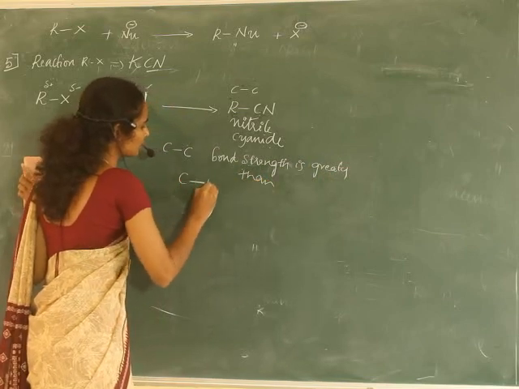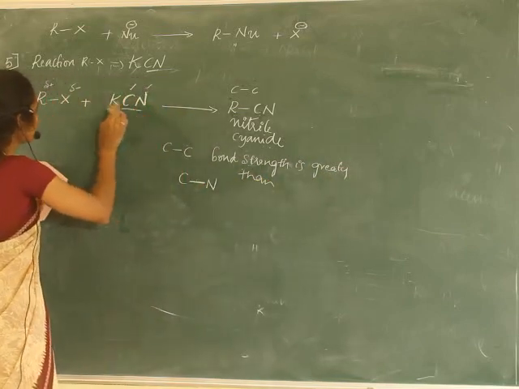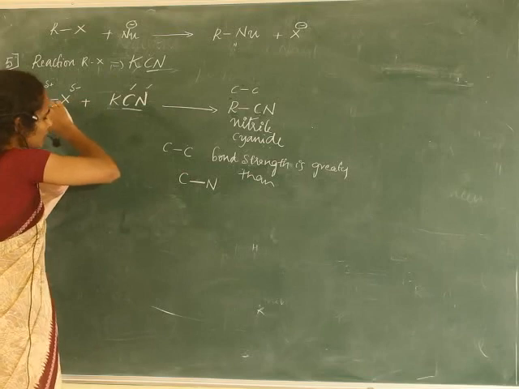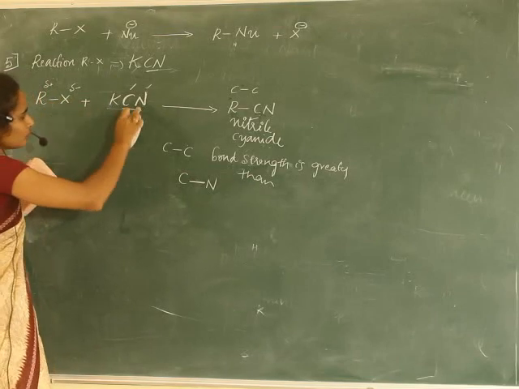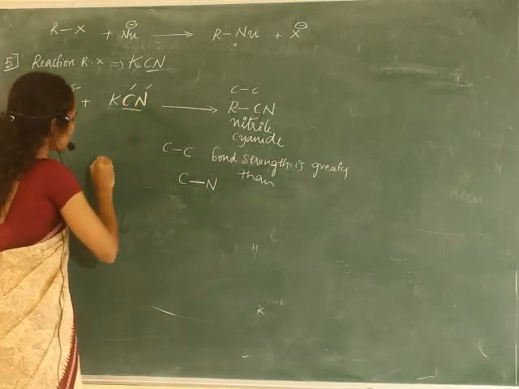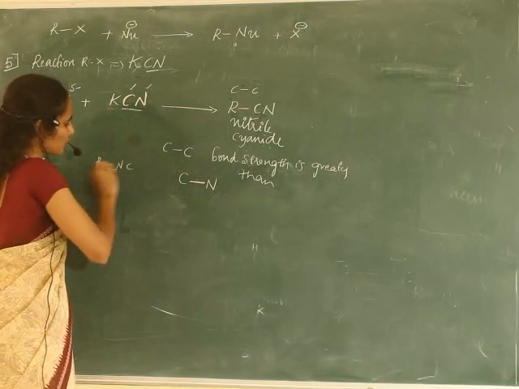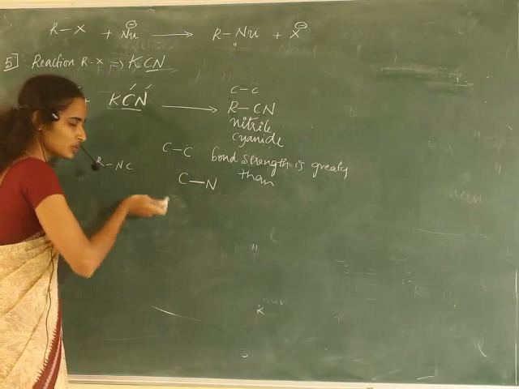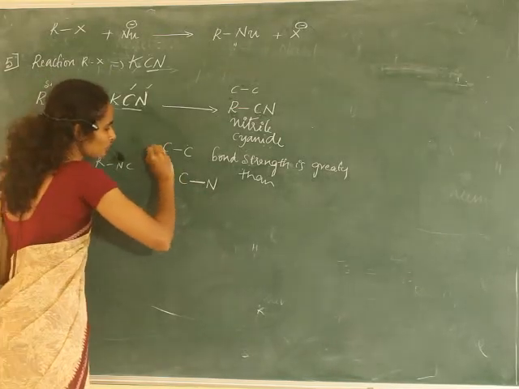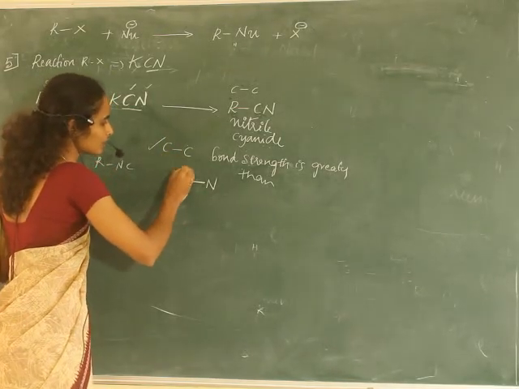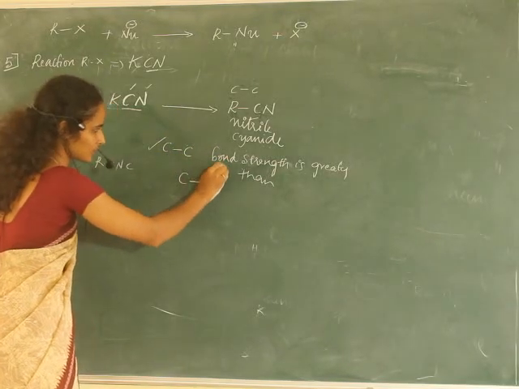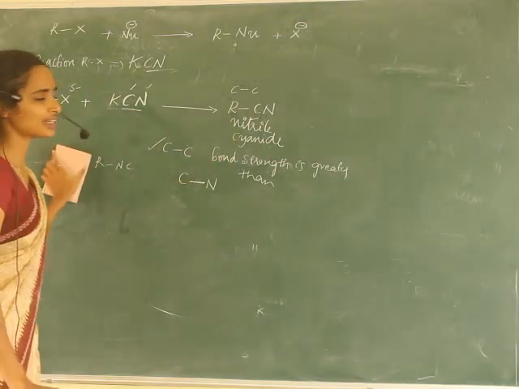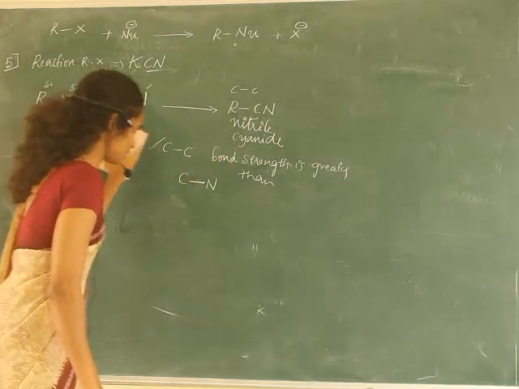than carbon nitrogen. If it bonds to the carbon atom through nitrogen, what happens? RNC bond formation takes place here. Both the possibilities are there, but because the bond strength of C-C is greater, this bond formation takes place. Hence, formation of nitrile or cyanide takes place.